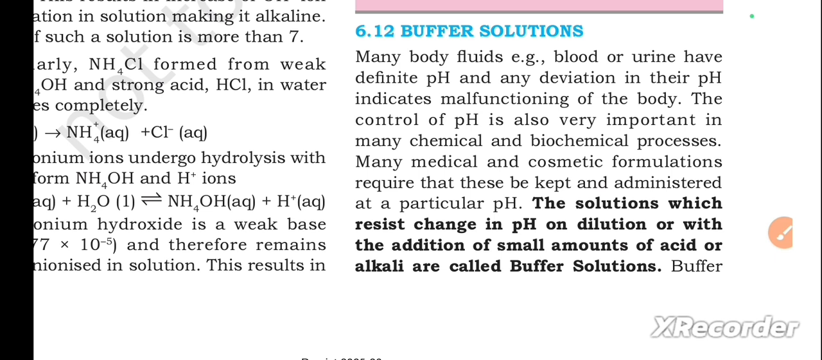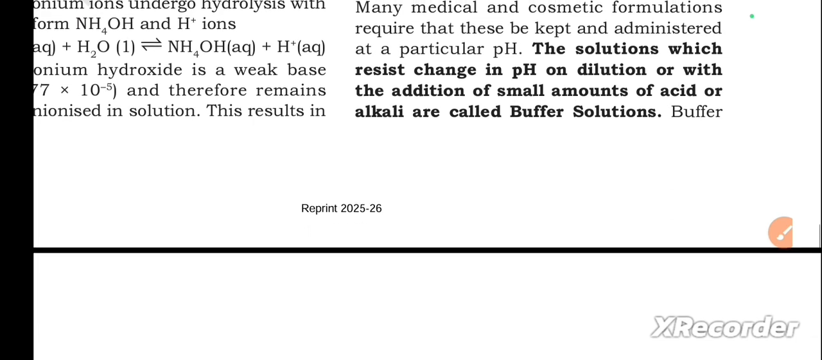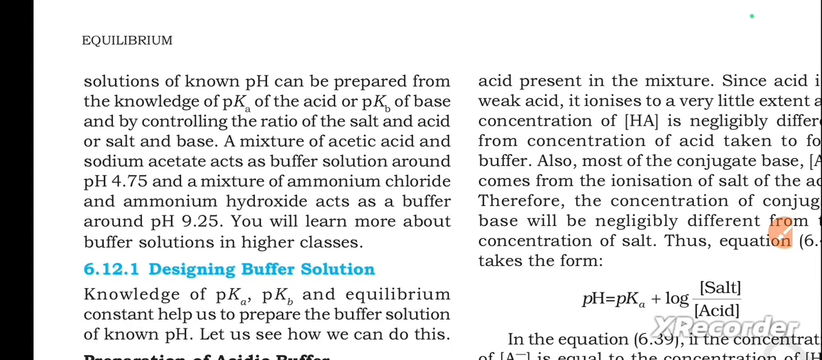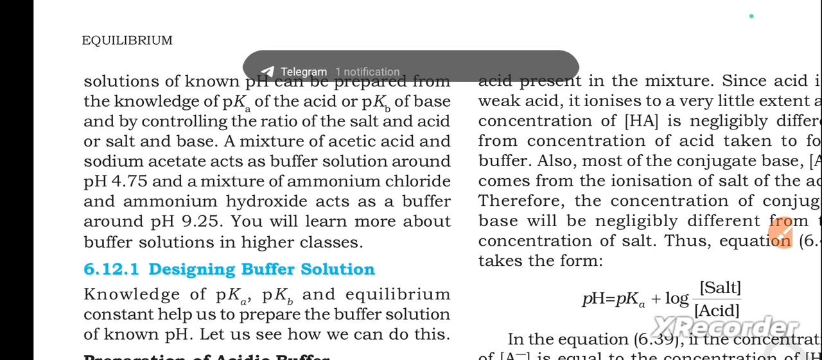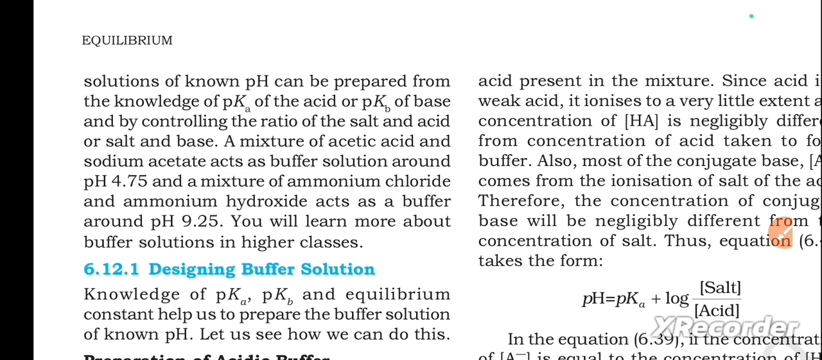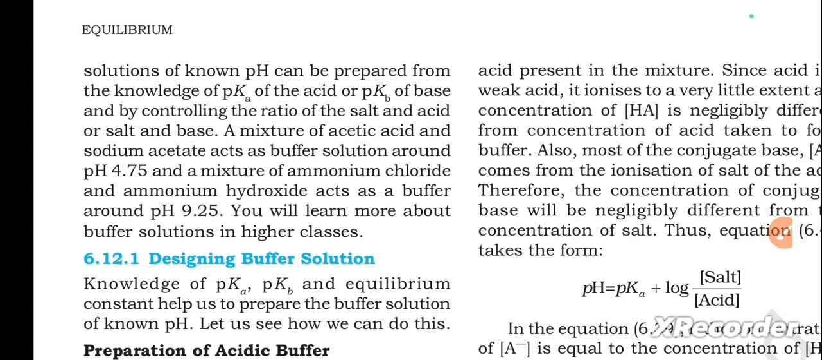The solutions which resist change in pH on dilution or with the addition of small amounts of acid or alkali are called buffer solutions. Buffer solutions of known pH can be prepared from the knowledge of pKa of the acid or pKb of base, and by controlling the ratio of the salt and acid or salt and base. A mixture of acetic acid and sodium acetate acts as buffer solution around pH 4.75, and a mixture of ammonium chloride and ammonium hydroxide acts as a buffer around pH 9.25. You will learn more about buffer solutions in higher classes.